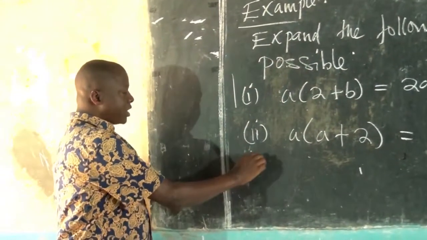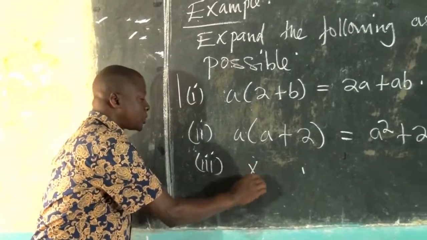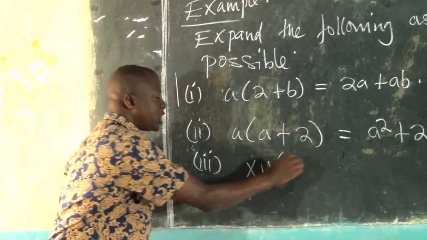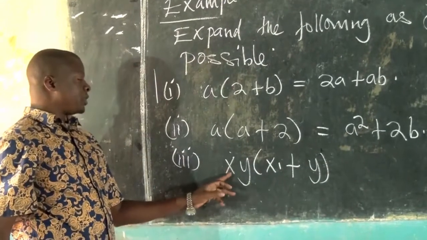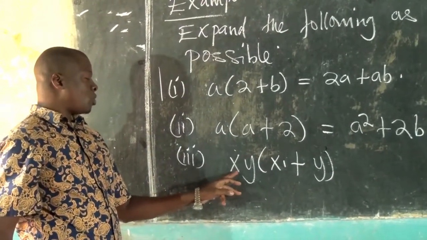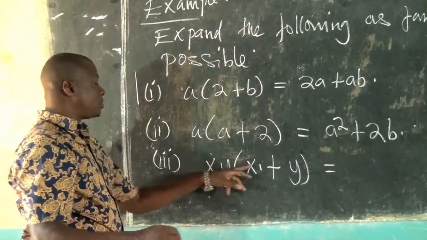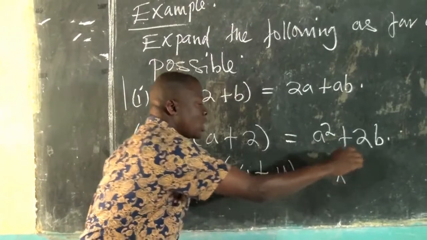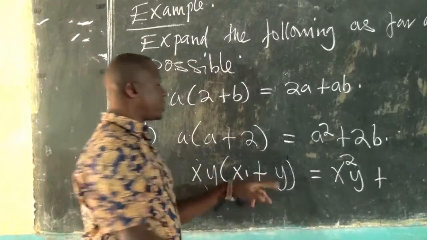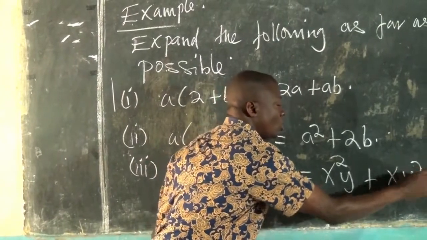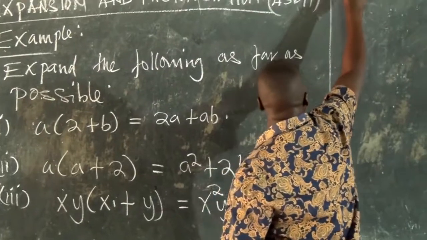Now we look at number 3, we have xy into x plus y. So for this case, we shall multiply xy by x. The answer is supposed to be x times x, it gives x squared y, plus we have x y squared. Then you also have level 2.